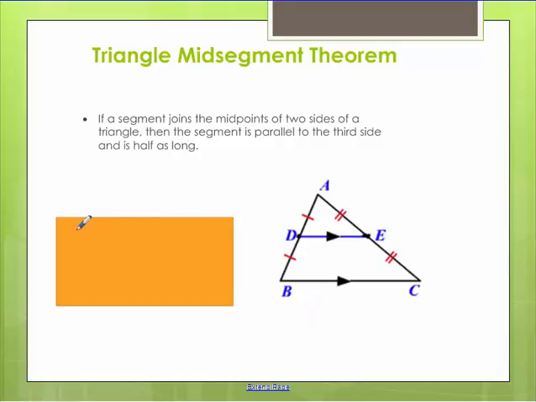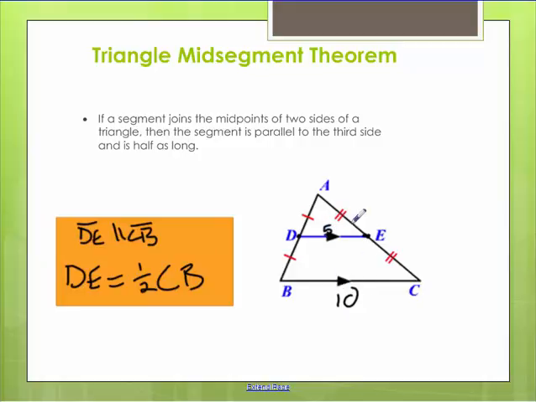Now some of the special properties with that is DE is parallel to CB. All of the mid-segments will be parallel to a corresponding side on the triangle. And the other special property is that the mid-segment is equal to 1/2 of the side that it's parallel to. So if BC was 10, DE would be 5. So there's a couple special properties here. These can be used for a lot of different types of application.